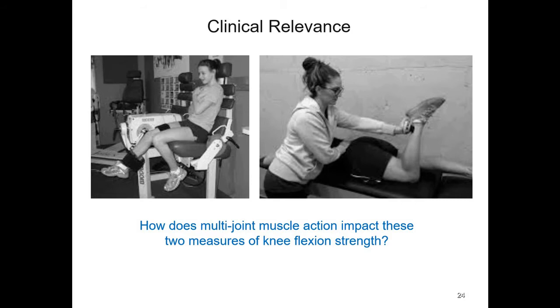There are many reasons that we might expect these two different measures to yield different results. But for now, I just want you to think about the effect of multi-joint muscle action. I will leave that question with you.